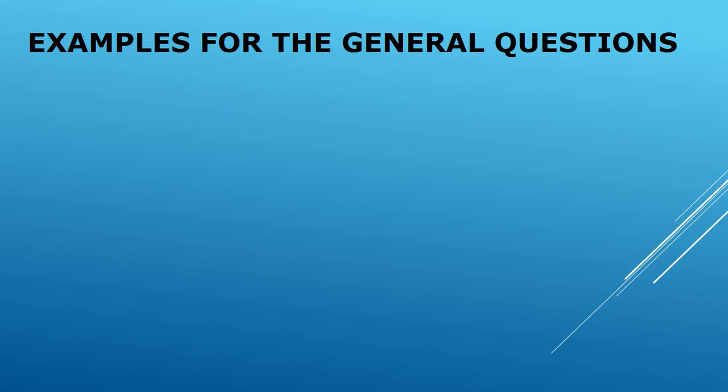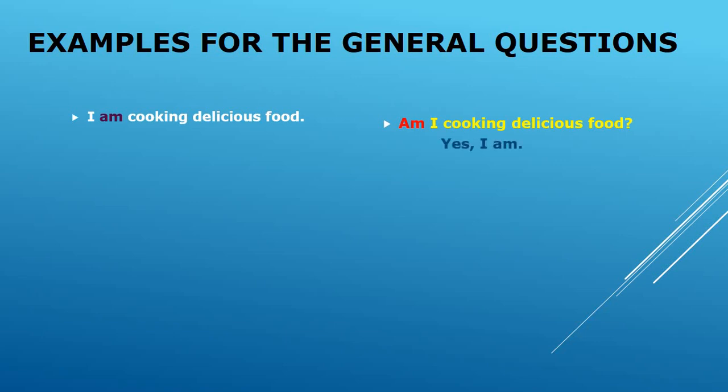Examples for the general questions. For example, I am cooking delicious food. Here is auxiliary verb am. That's why we put questions for the general question beginning from am. Am I cooking delicious food? Yes, I am.